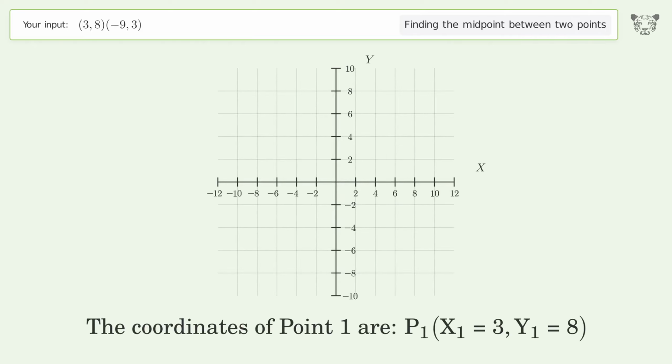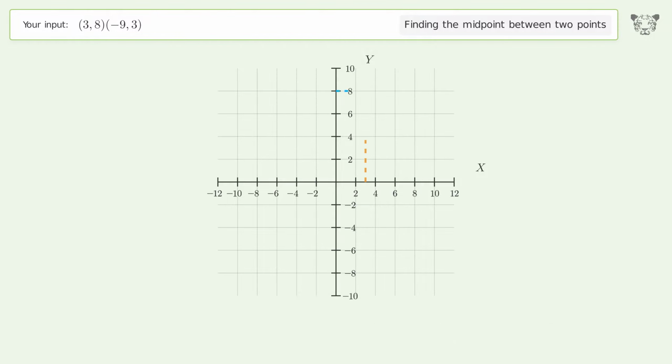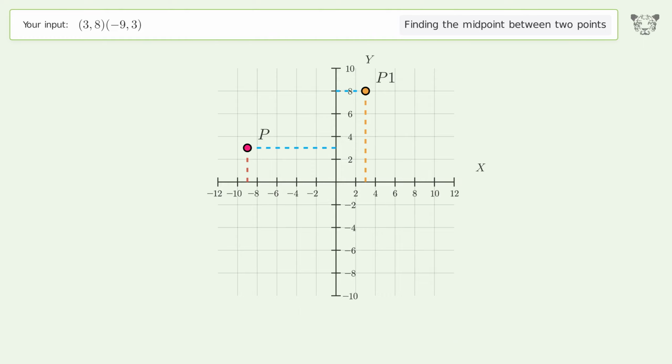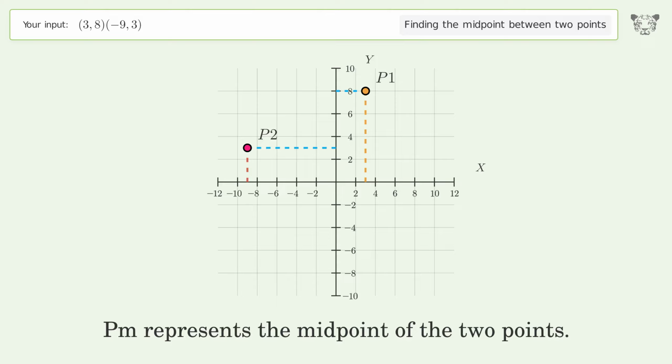The coordinates of point 1 are x1 equals 3, y1 equals 8. The coordinates of point 2 are x2 equals -9, y2 equals 3. PM represents the midpoint of the 2 points.